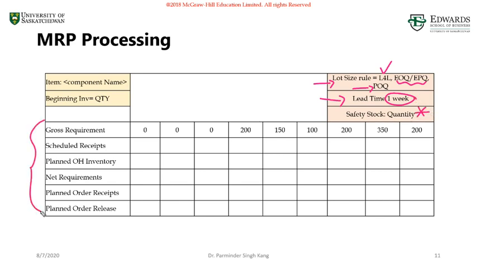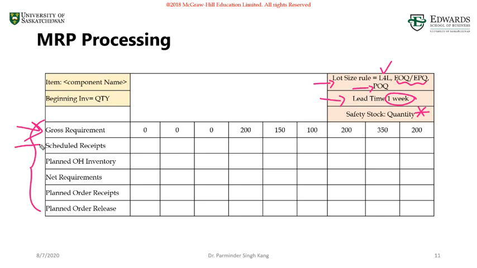Here are the terms we discussed. You will have gross requirements, scheduled receipts, planned on-hand inventories, net requirements, planned order receipt, and planned order release. So you will be given the gross requirements from the MPS for level 1, and for levels 2 and 3 you need to calculate these.